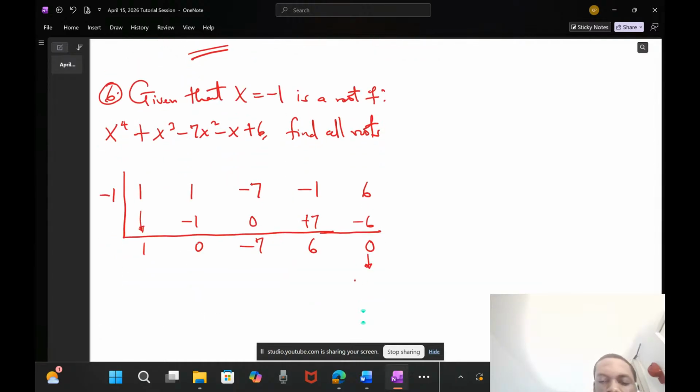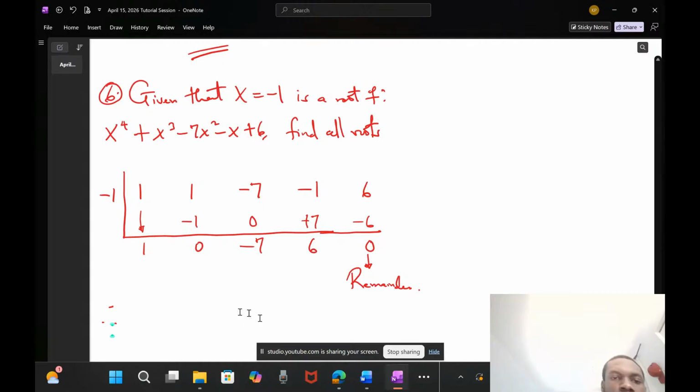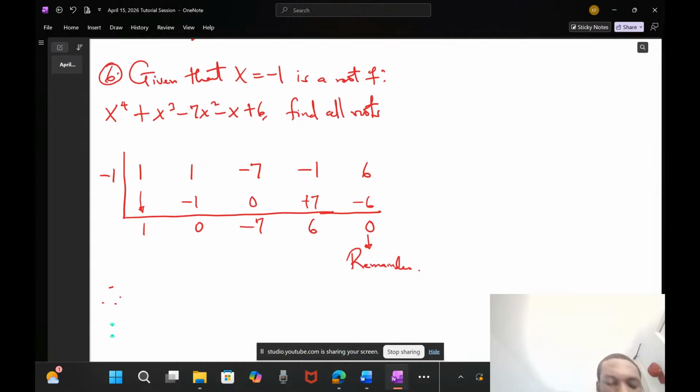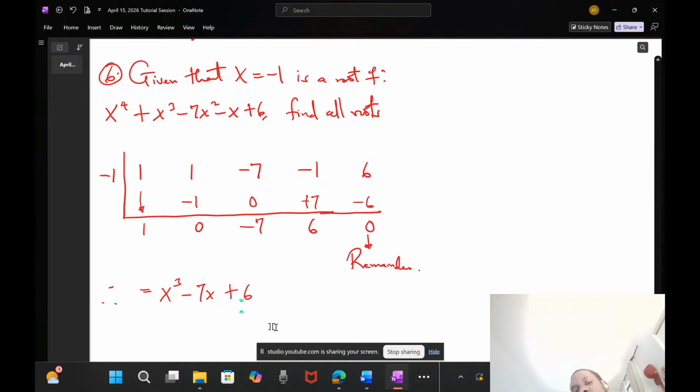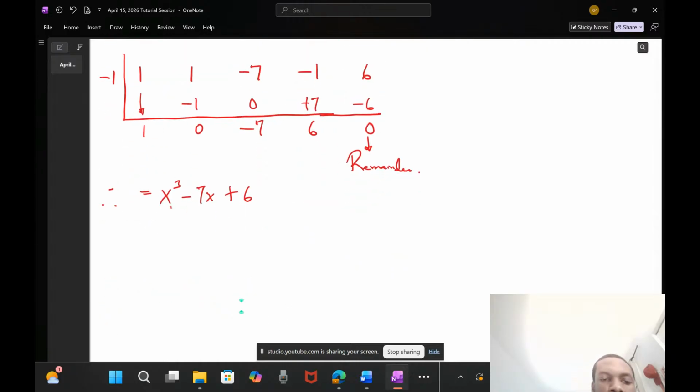So we can say that definitely x equals -1 is a root of x raised to the power 4 plus x cubed minus 7x plus x squared minus x plus 6. So this is the remainder. So therefore, we'll say that the answer is x cubed minus 7x plus 6. Okay. So in this case, we can still divide it by x plus 1, because this one can still be broken down further. So let's divide further.